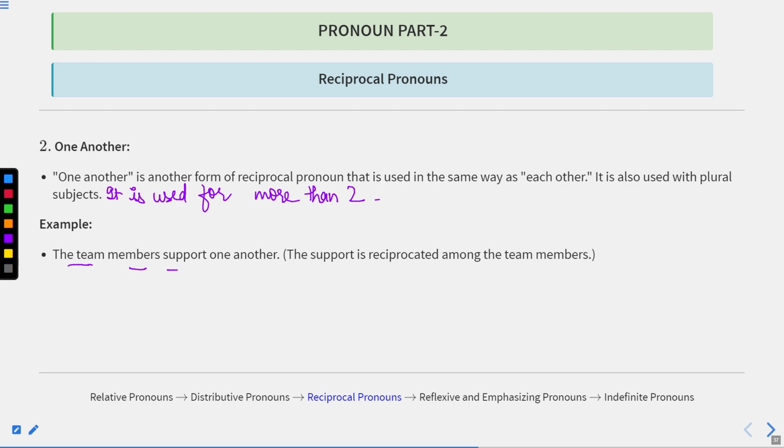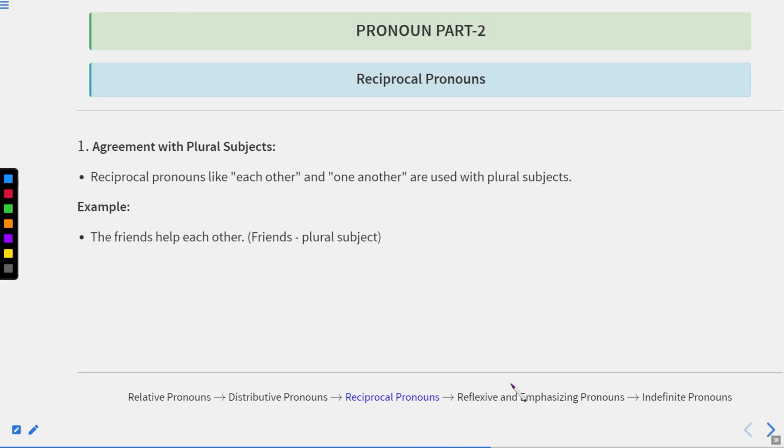The team members support one another. The support is reciprocated among the team members. Okay, obviously if there are team members, there must be more than two. Therefore, we have used one another, not each other. But when we use the word both, obviously both represents two. Therefore, we will use each other, not one another in that case.